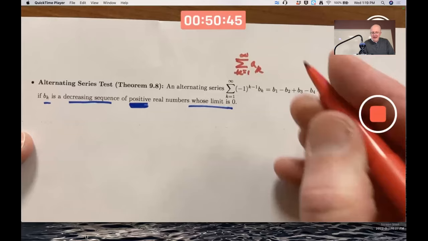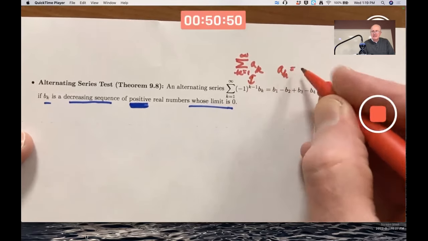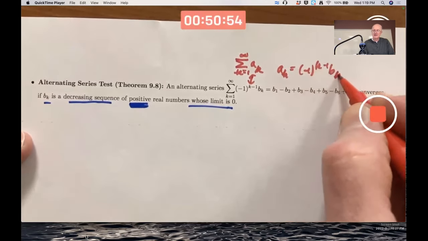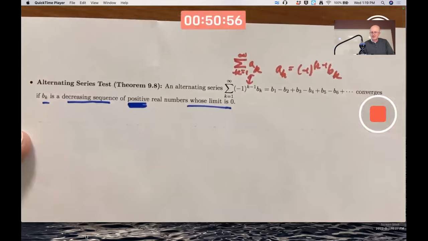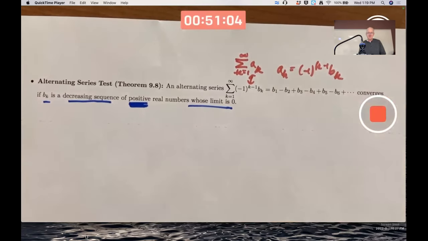To make these match, AK must be negative 1 to the k minus 1 times BK to make those two symbols match. So I preferred using BK here.